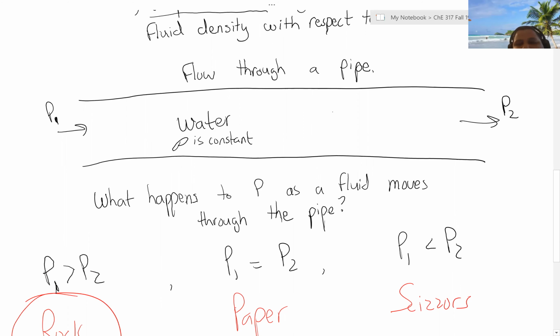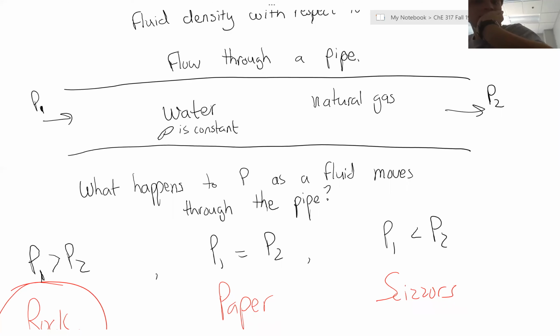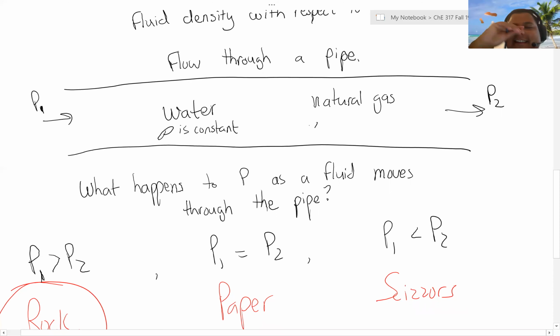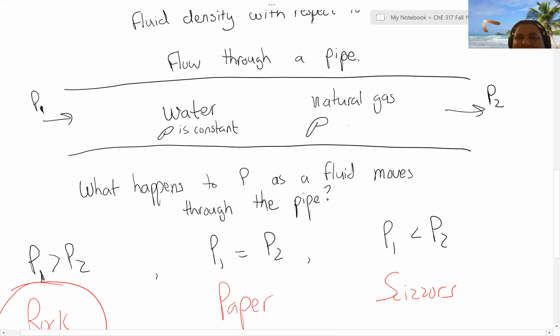Now, what happens if I have natural gas, which I would consider compressible, flowing through, let's say, a pipeline? What's going to happen to its density? It will change as it flows through the pipe. Yeah, so is it going to increase or decrease? What do we think? I would think it would decrease. You would be correct.